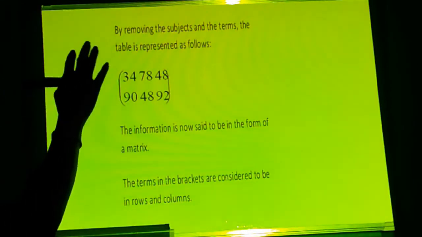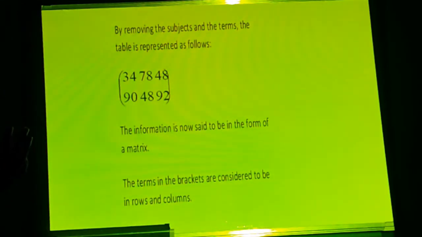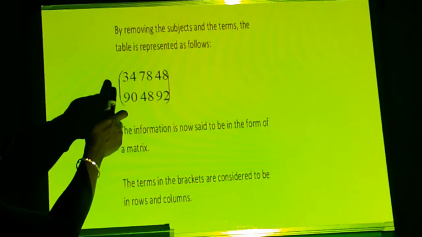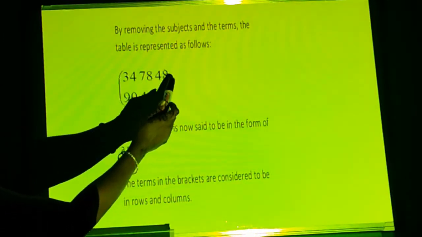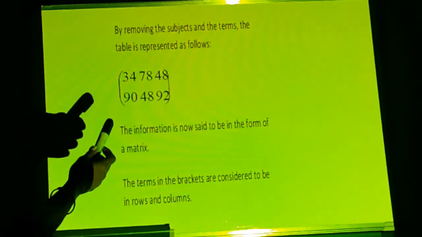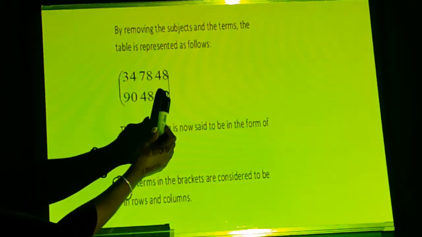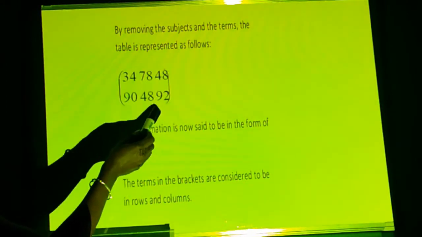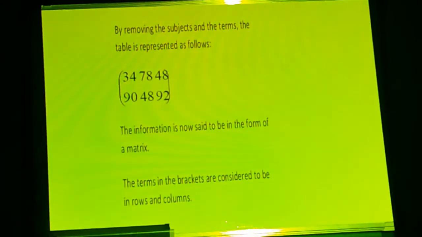Now if we remove the brackets, we have actually taken the information, we have extracted the information and put it in brackets. So these are still the grades 34, 78, 48, and the bottom row 90, 48, 92, and they're all enclosed in a bracket. So this information is now said to be in the form of a matrix. As simple as that.